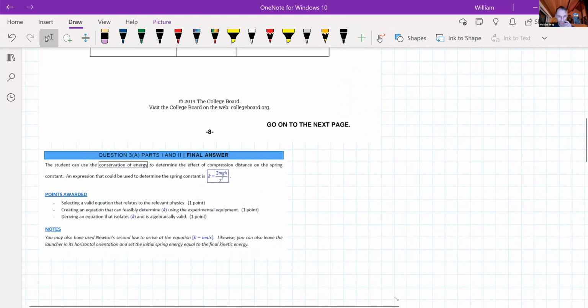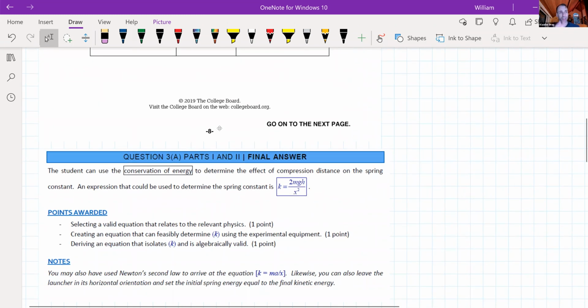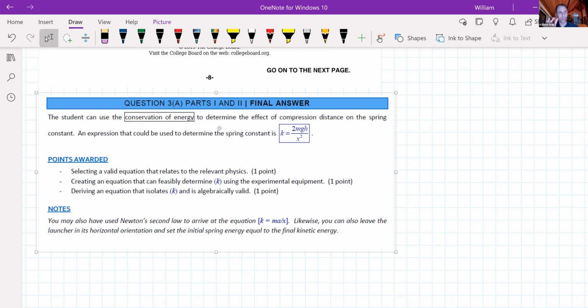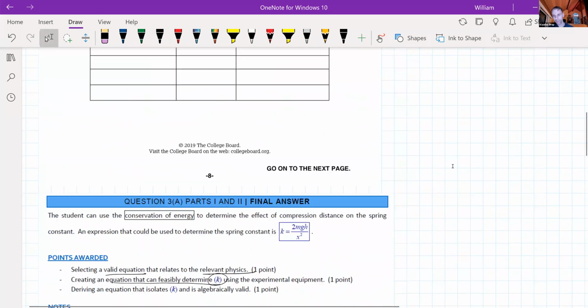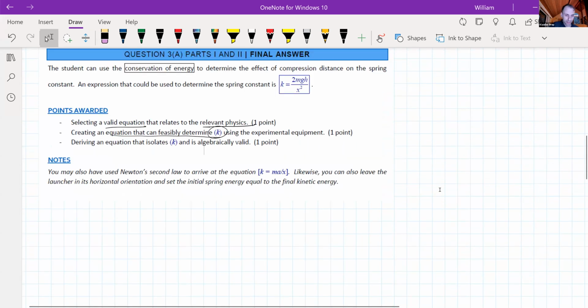So let's look at their partial credit. Now, this is my rewriting of the actual partial credit as per the College Board. So, state a valid equation that relates to relevant physics. I use conservation of energy. You could use F is equal to kx. That's no problem. Creating an equation that can feasibly determine k. Well, that was just our derivation, right? If you started off here and you didn't arrive at a correct final equation, you earn 1 point. And then finally, deriving an equation that isolates k and is algebraically valid.